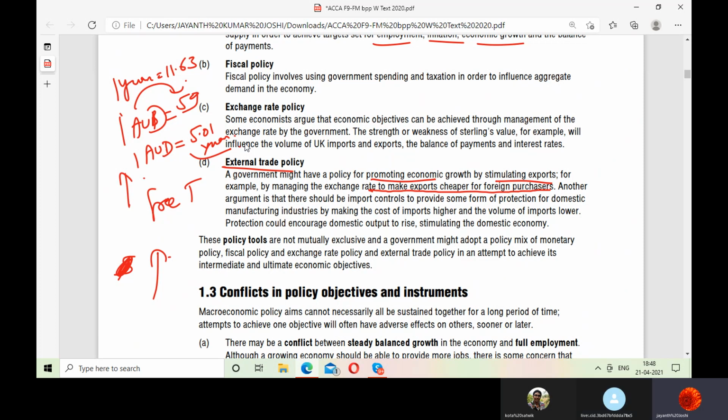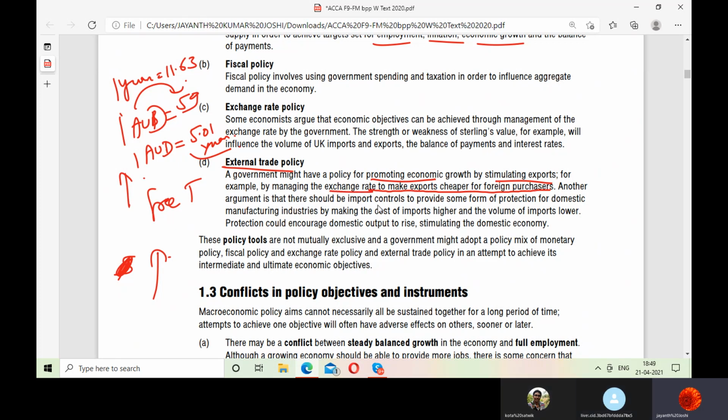So that is what the governments do. Now, to increase exports, China has made some policies. They have devalued their currency. With devaluation, what happens? They can improve or increase their exports. So that's what countries do. They manage their exchange rates.